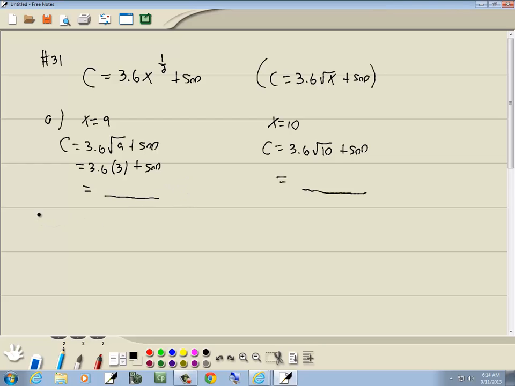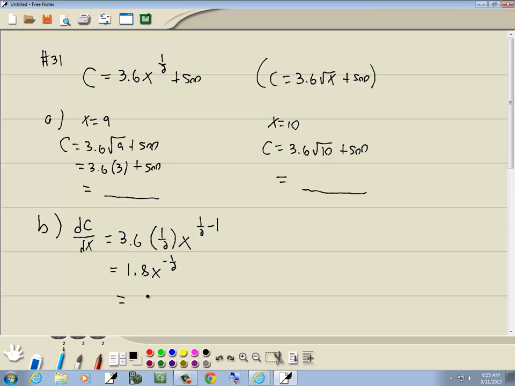Now B says find the marginal cost. When they say find a marginal, then they're talking about the derivative. So we want to find the derivative of C with respect to x, which is why I put it in this form. Take our power, put it out in front, so we put the 1/2 here, and lower our power by 1. Now the 500 drops away. I'm not very good with decimals, but if you plug that in your calculator, I think it's 1.8. x to the negative 1/2.